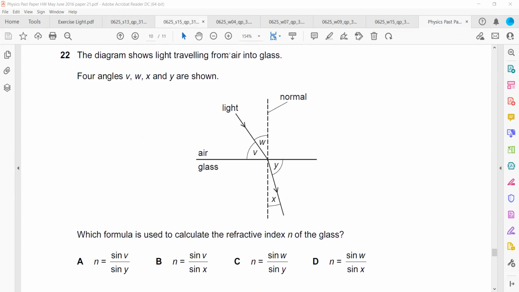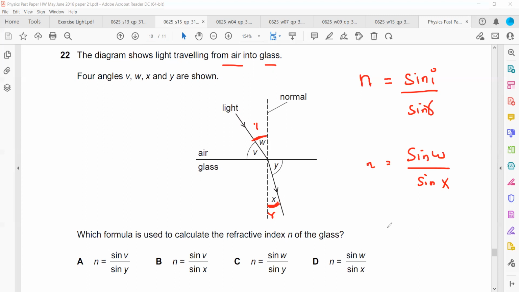Then the diagram shows light traveling from air to glass. So whenever light travels from air to glass, the formula for refractive index is sine angle I over sine angle R. Which formula is used to calculate the refractive index? The angle of incidence is from the normal to the incident ray. That's called the angle of incidence. So that will be sine W, divided by the angle between the normal and the refracted ray, that is angle R, the angle of refraction. So that will be sine X. So sine W divided by sine X, and it matches with option D.